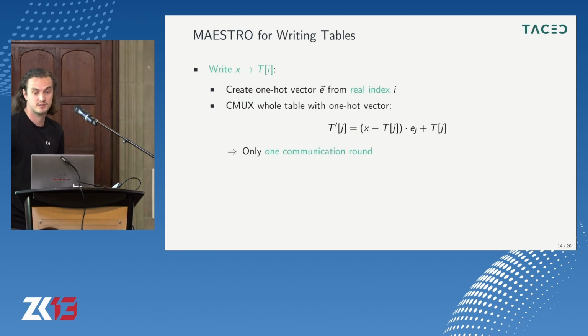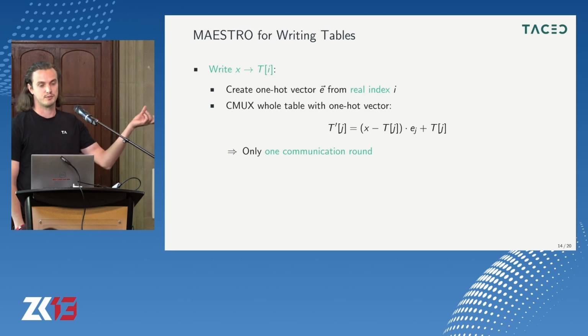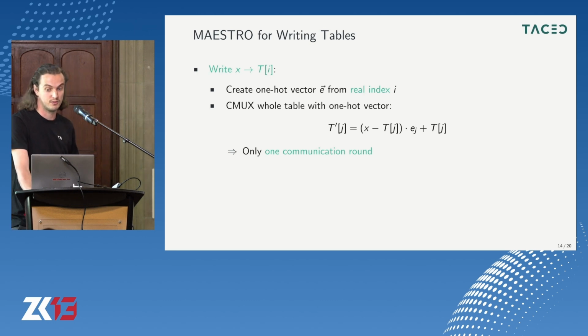Okay, and how can we use this for writing to tables? Say we want to write an element x to our lookup table. We can create this one-hot vector and then basically CMUX the whole table with the one-hot vector. So you can see that we write to the ith entry exactly when j equals i, and we can do all these CMUXs in parallel. So we only have one communication round for this.